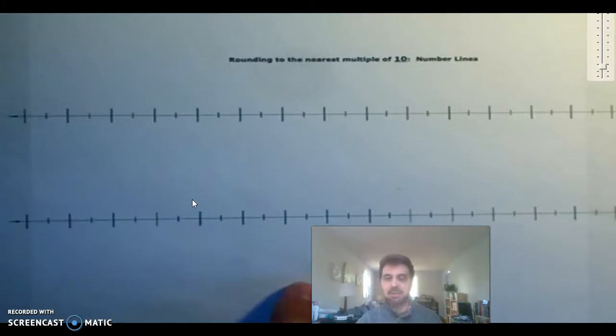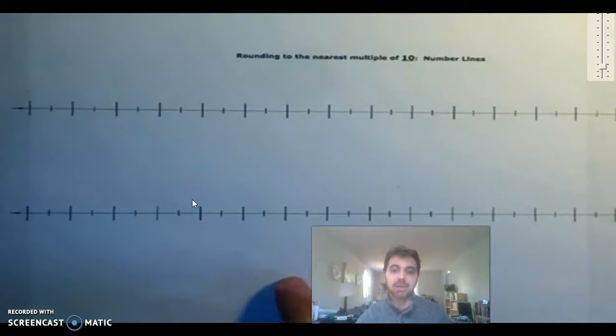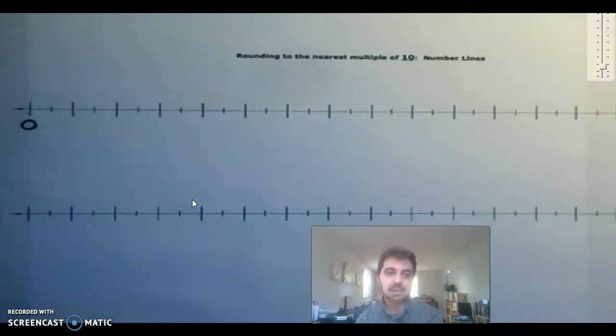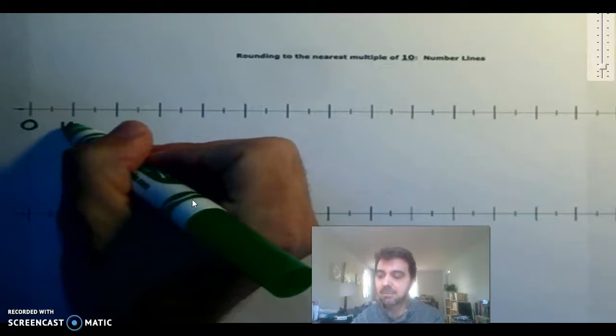And we're going to label this, because when you round a number to the nearest 10, you are actually rounding it to the nearest multiple of 10. So multiples of 10 would be 10, 20, 30, 40, 50, 60, 70, 80, 90, on and on and on. So right now, get your pencil, okay? And we are going to label this number line. So this first line is going to be 0, okay? And then we have 10, right?